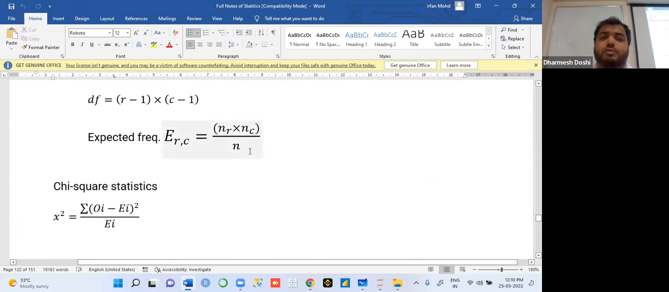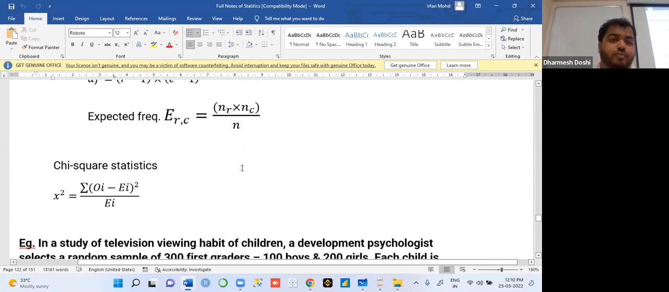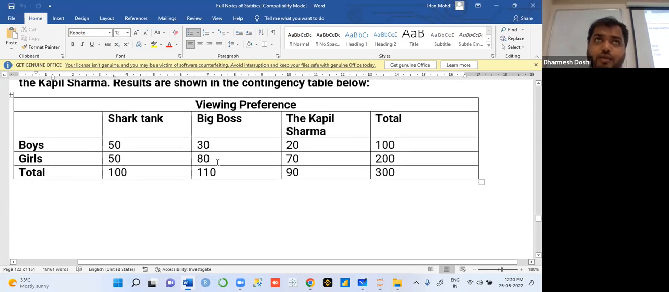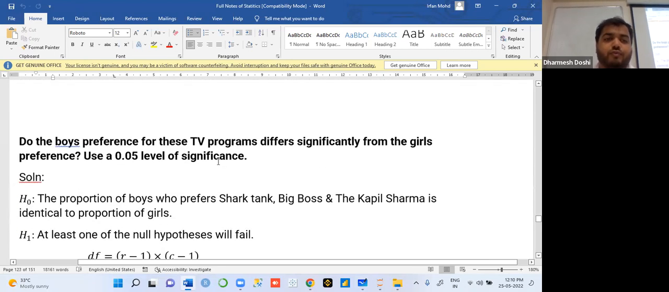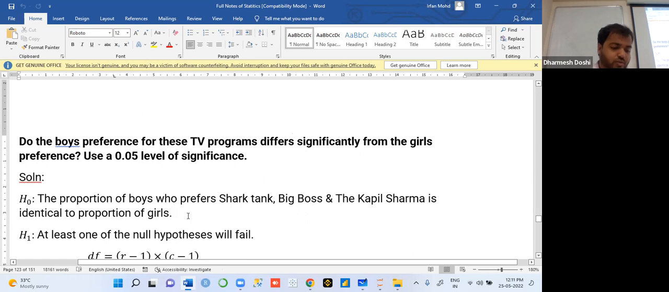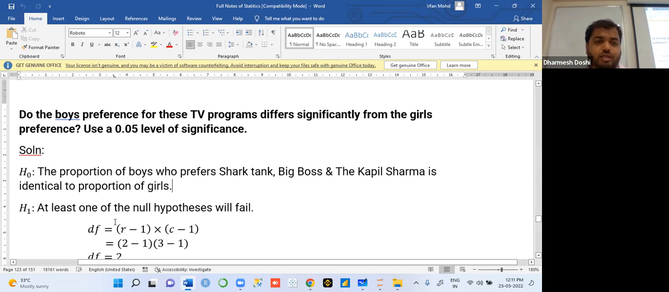Formula and everything will remain the same as per association. So here we compare the proportion of boys who prefer Shark Tank; the same proportion will be preferred by girls. We frame that the proportion of boys who prefer Shark Tank, Big Boss, and Kapil Sharma is identical to the proportion of girls. Whatever boys prefer, girls will also prefer. Clear? This is called homogeneity. They are similar. Write this one.